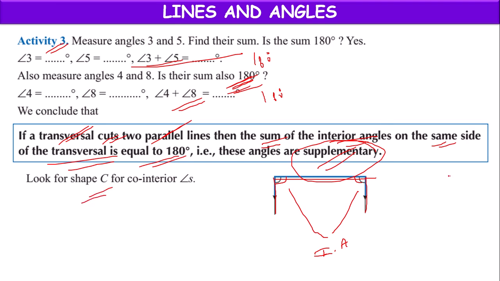So they will be in the form of shape C. These two are supplementary angles, or like this, these two are supplementary angles. So by the fact C, we can observe this property.